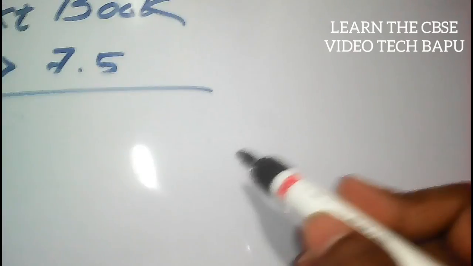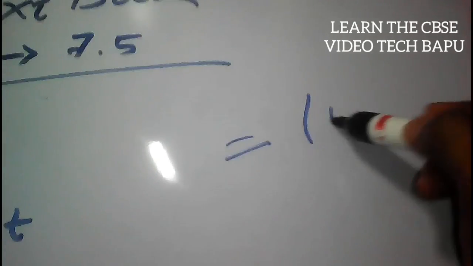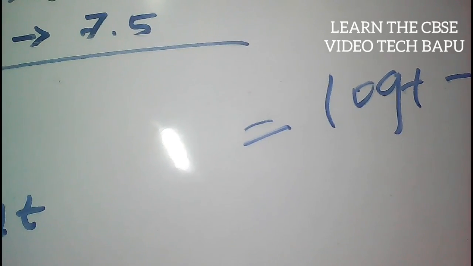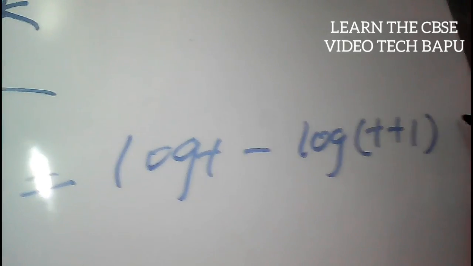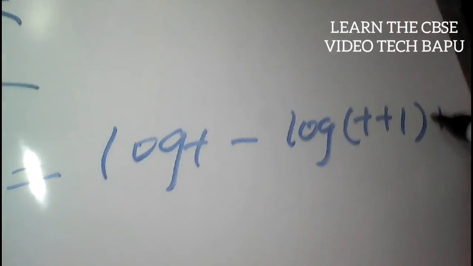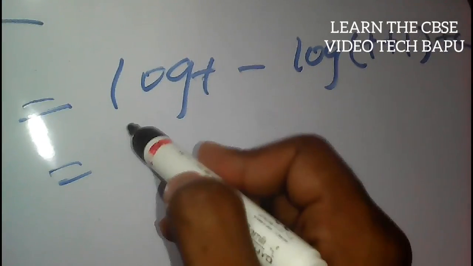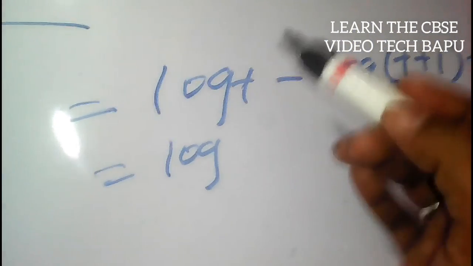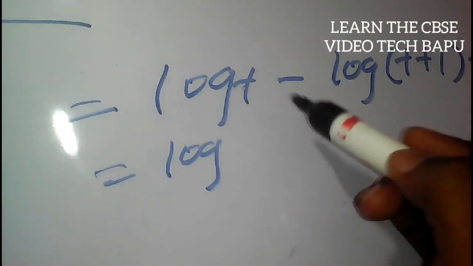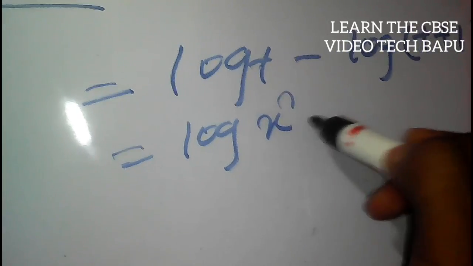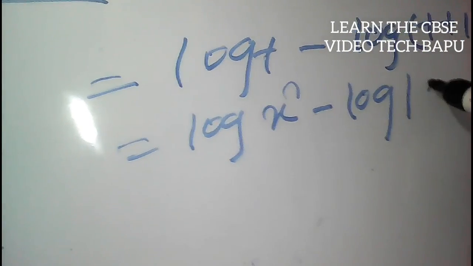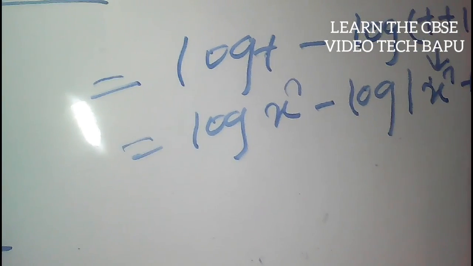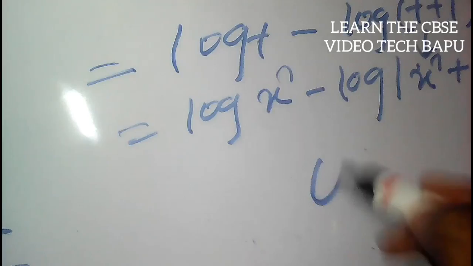Now this value can be written as log t minus log t plus 1 plus c, and put the value of t which we have converted earlier. What is the value of t? You can clearly see that t is x to the power n. So the answer is log of mod x to the power n minus log of mod x to the power n plus 1, plus c.